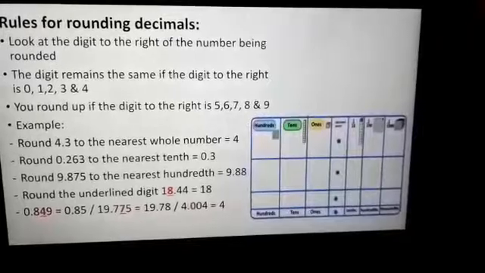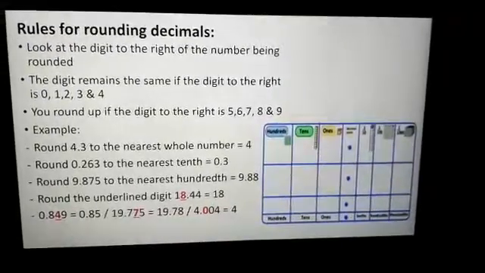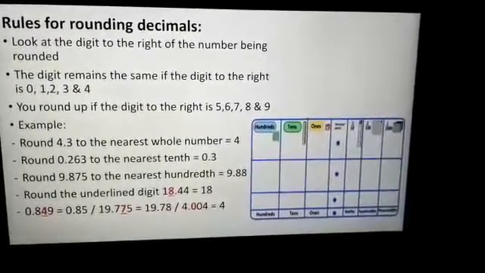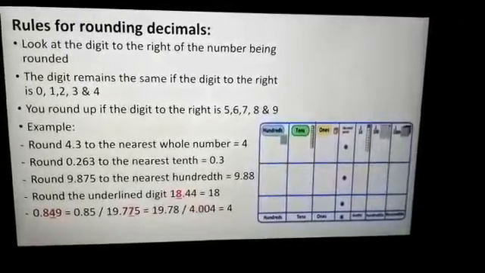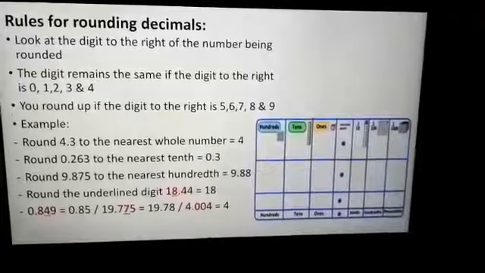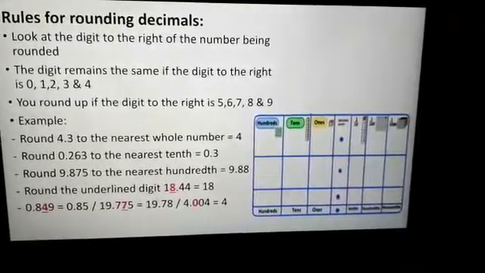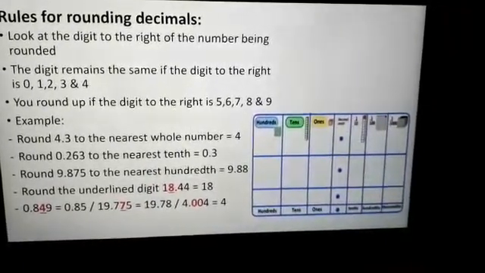So, rules for rounding decimals. Again, just to repeat that: you look to the digit to the right of the number that you need to round. If the digit is 4 and less, you go down. And if the digit is 5 and up, you round up.